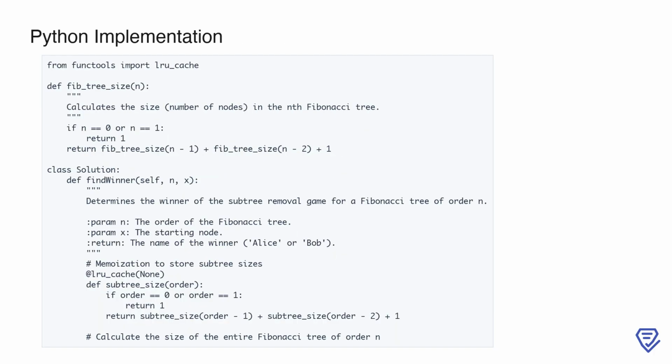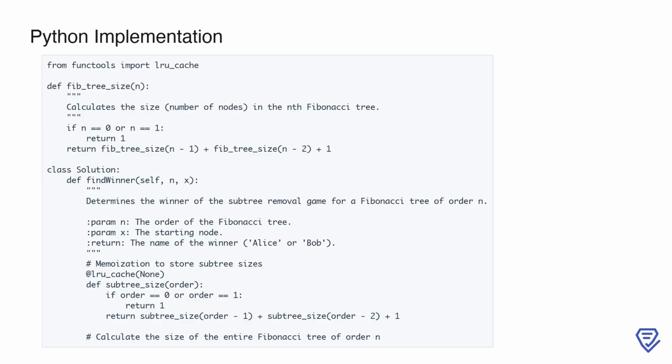Here, we start by importing the lru_cache decorator from the functools module to optimize our recursive calculations. The first function, fib_tree_size, computes the total number of nodes in a Fibonacci tree of order n. This is a straightforward recursive function, where the base cases return 1 for orders 0 and 1, and for higher orders, it sums the sizes of the two smaller Fibonacci trees and adds 1 for the current node.